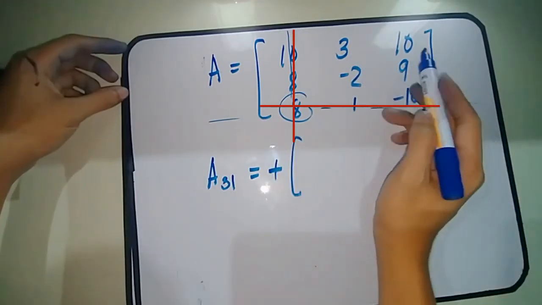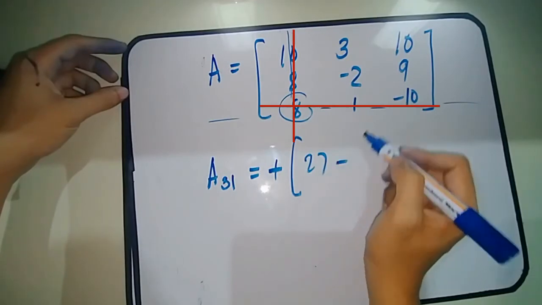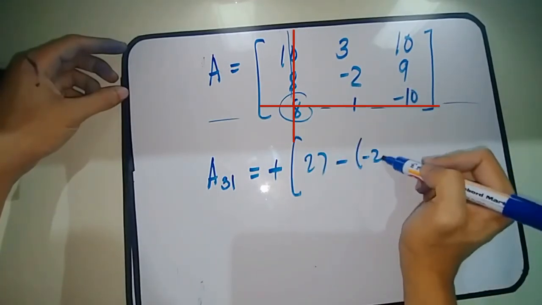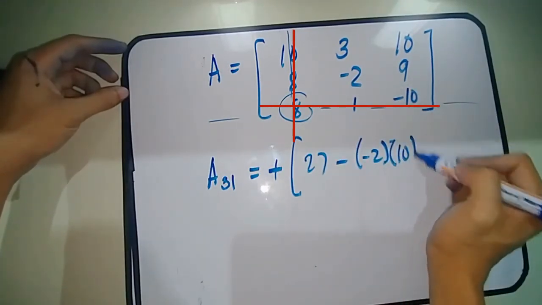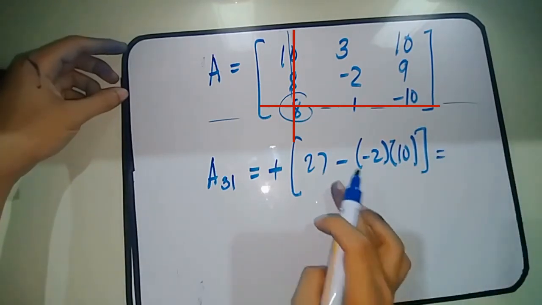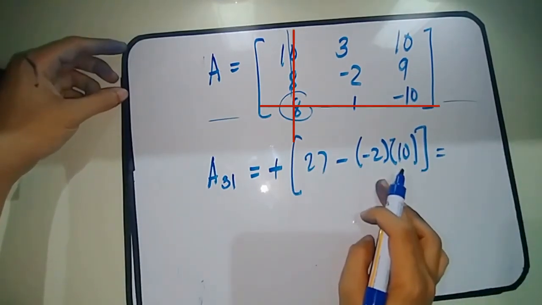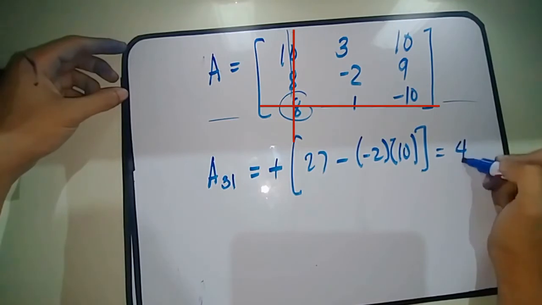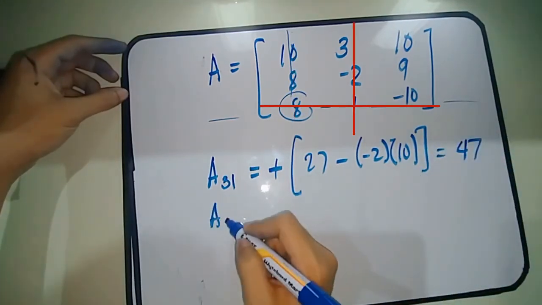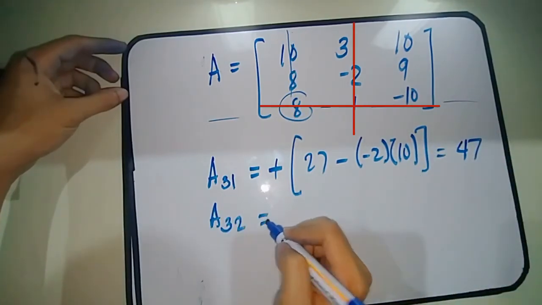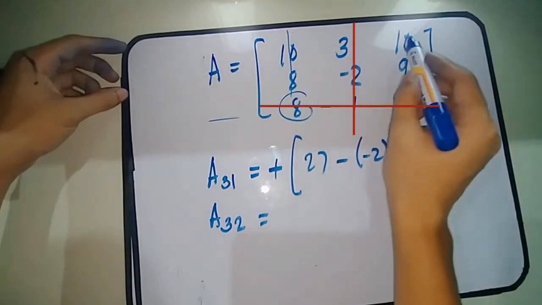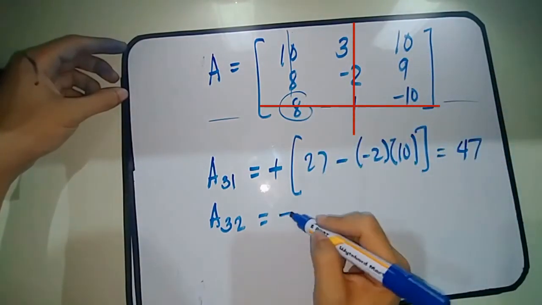So 3 times 9. So 27. Minus you have here negative 2. Times 10. So simplifying guys, you have here 27 plus 20. So this is positive 47. Now let's go to third row, second column. So you have here 1. So plus, minus, plus, minus, plus, minus, negative.